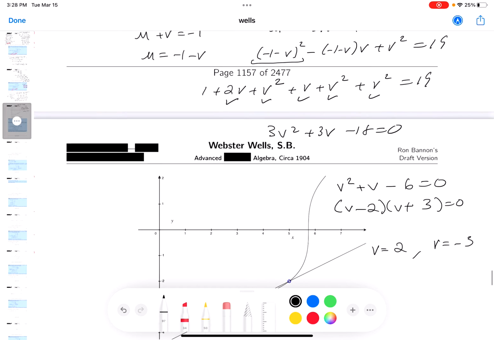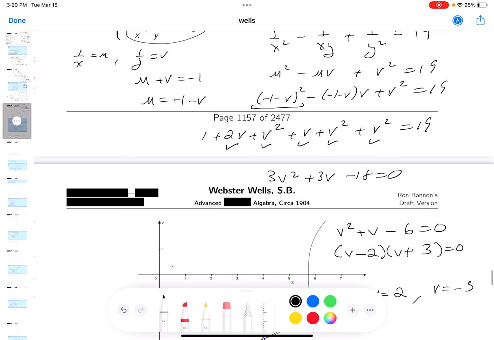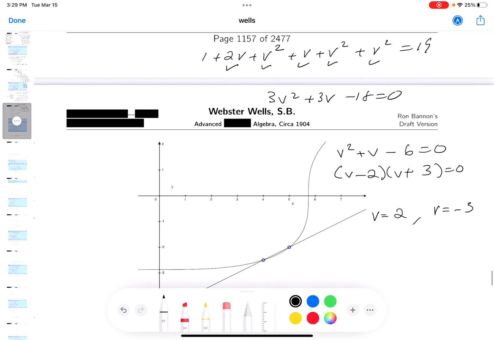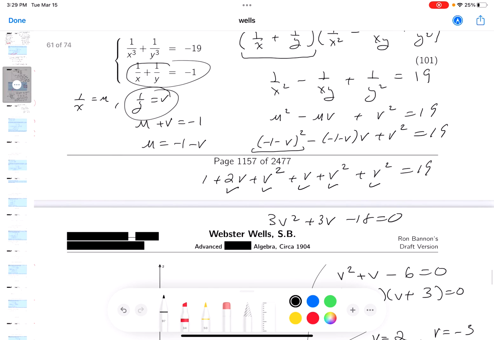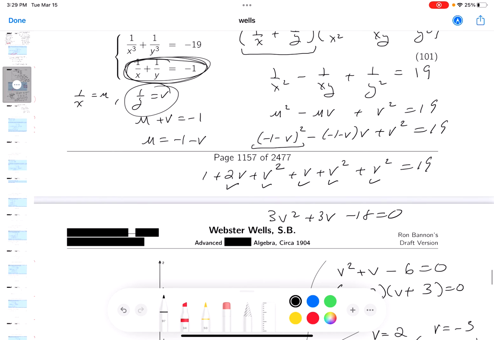Now someone says you didn't want that. You're right, I didn't want that. What I wanted to do was get the y value. So the v is really 1 over y, so the y here would be 1/2, and the y here would be minus 1/3. They're just reciprocals, all right? Now, I got to go back over here, and I think I can deal with this. So let's take a look at that.